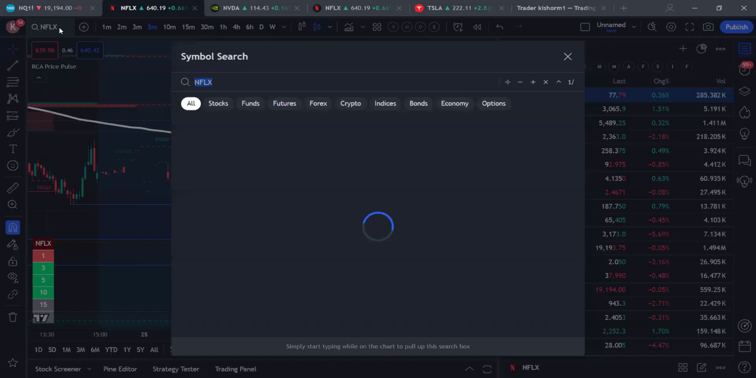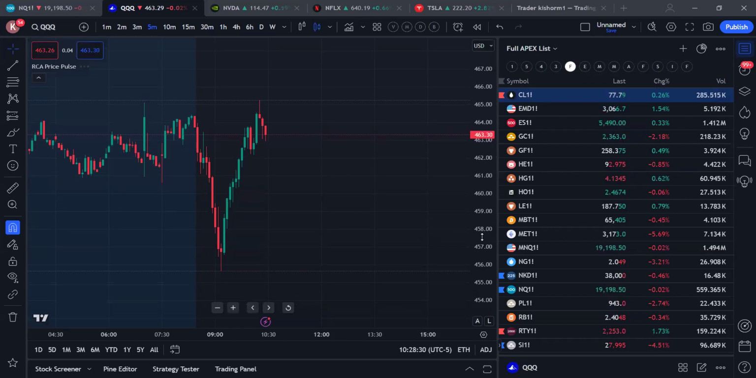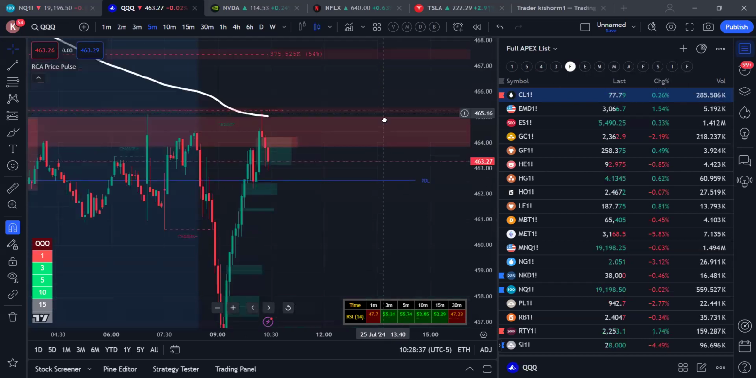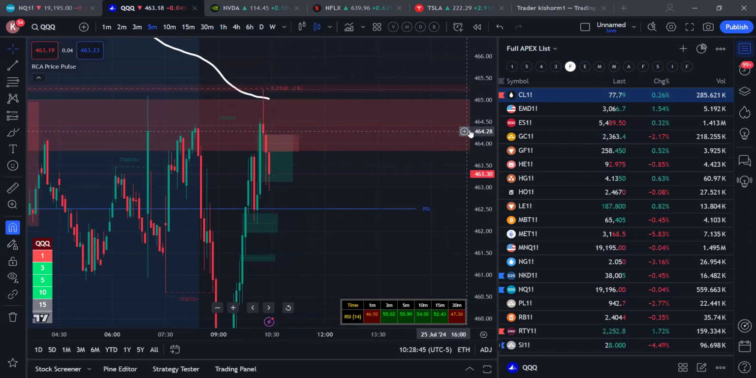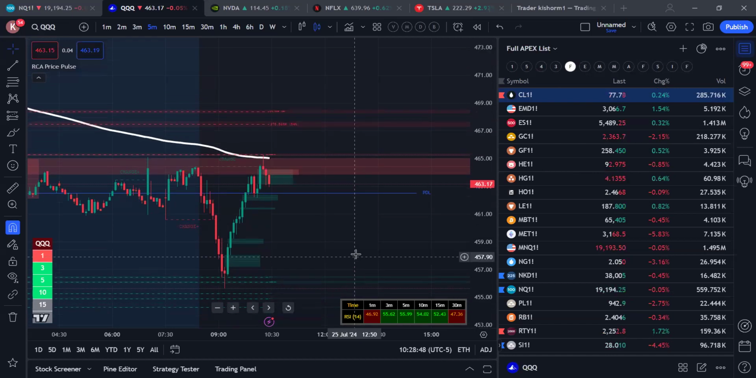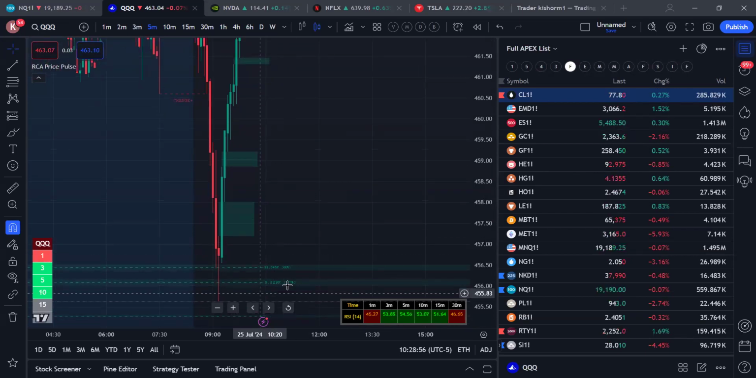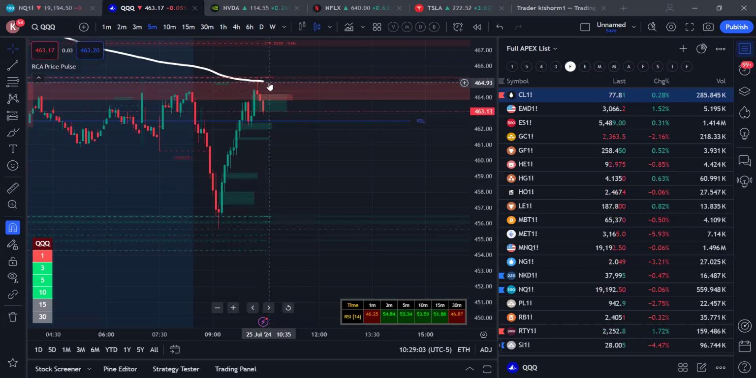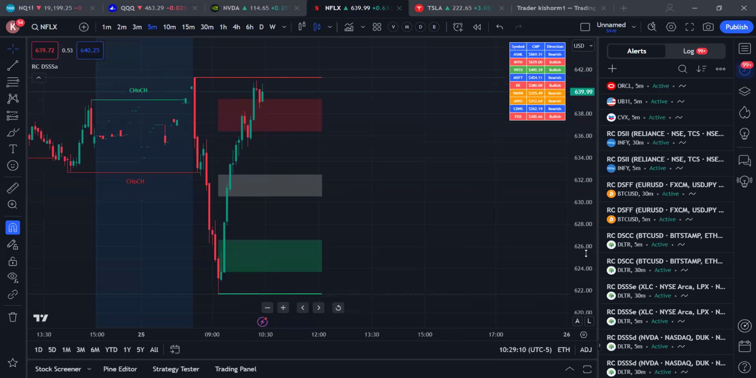Since it is dropping. QQQ. Huge order block, but yeah, still it looks to go. Buy order blocks here. So Netflix is dropping. So VRTX is bullish.